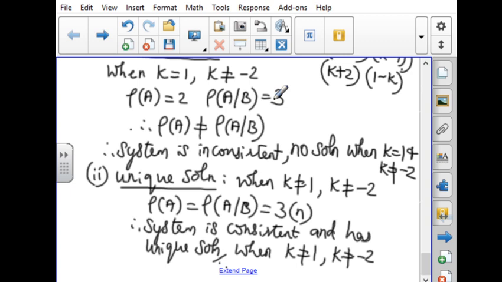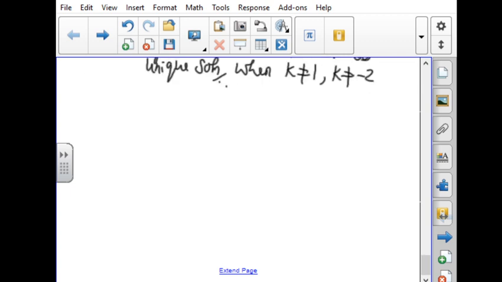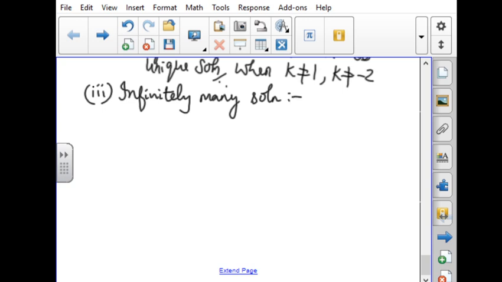Now we are going to discuss the third one, infinitely many solutions. Infinitely many solutions means we know that rank of A equal to rank of A bar B must be lesser than the number of unknowns. So both the places of k minus 1 and k plus 2 must be equal to 0. Then only the last row will be a 0 row. If it is a 0 row, we can say that the rank of A is equal to rank of A bar B equal to 2.